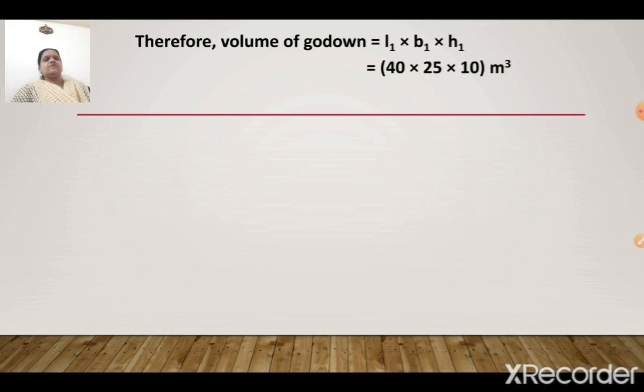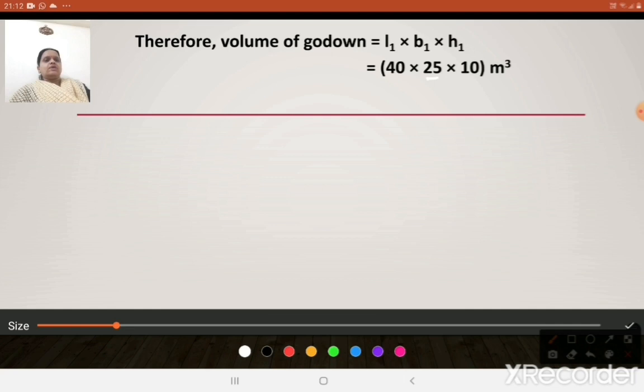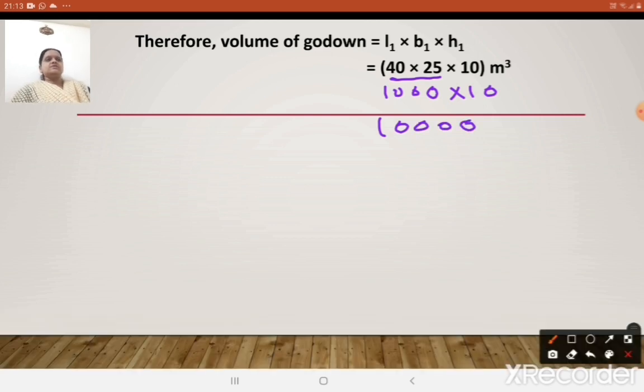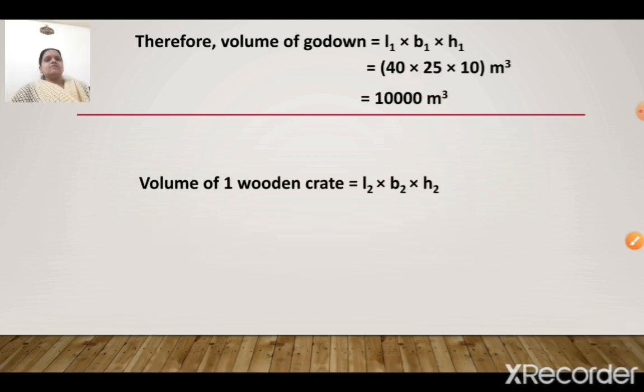Now here I will first find the volume of the godown, L1 into B1 into H1. So here what will be the calculation? 40 into 25 into 10. So here 25 into 4. 25 fours are 100, into 10, that is 1000, multiplied by 10. So it will become 10,000. So the volume of the godown is 10,000 meter cube. Correct? Then we will see the next step.